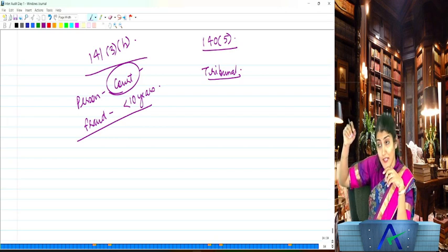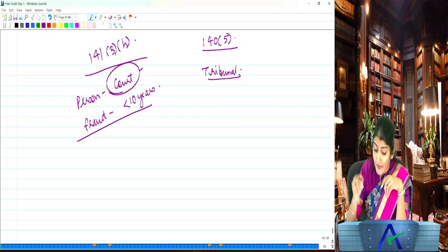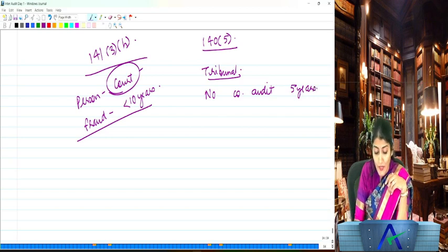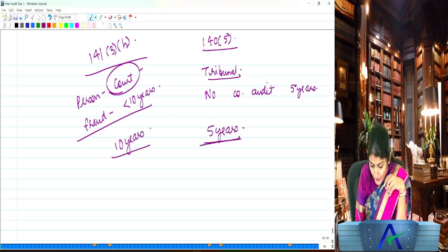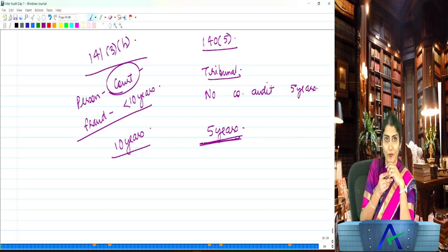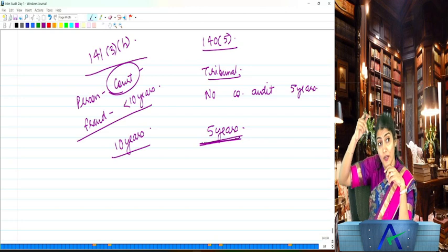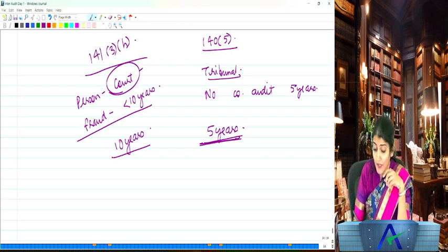So if the order has been passed by the tribunal, then what does it say? No company audit for a period of 5 years, right? So if the order has been passed by the court, then no company audit for 10 years. And if the order has been passed by the tribunal, then no company audit for a period of 5 years.